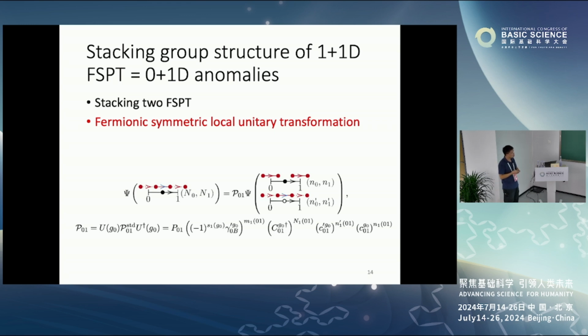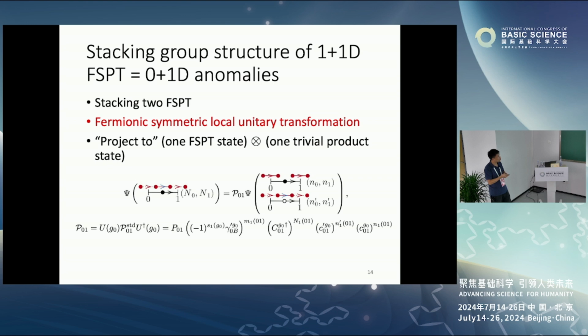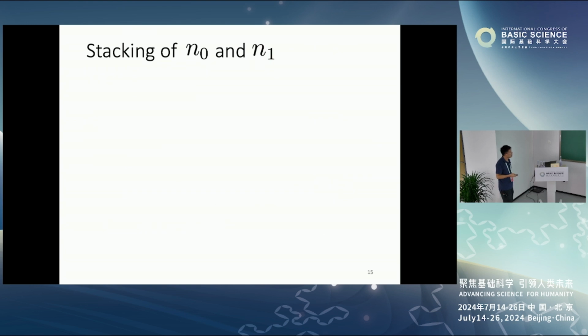So what we do is that we do not project out this Hilbert space. We just put all the others into a trivial product state. So we add some product state on the right-hand and left-hand side of this equation and make this P an invertible process. It's an invertible transformation. Actually, it's a unitary transformation, so it is a fermionic symmetric local unitary transformation. Symmetric means that it also preserves the symmetry of G. Okay, so that's the construction. And using this construction, we can project these two copies of fermion SPT state into one fermion SPT state and one trivial product state. And using that, we can do the calculation.